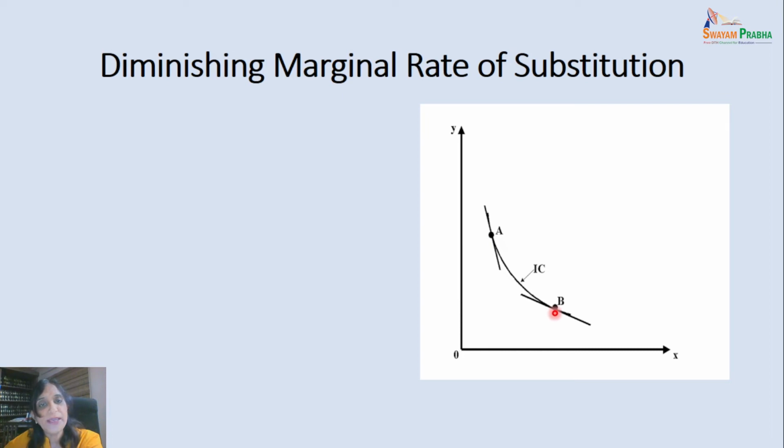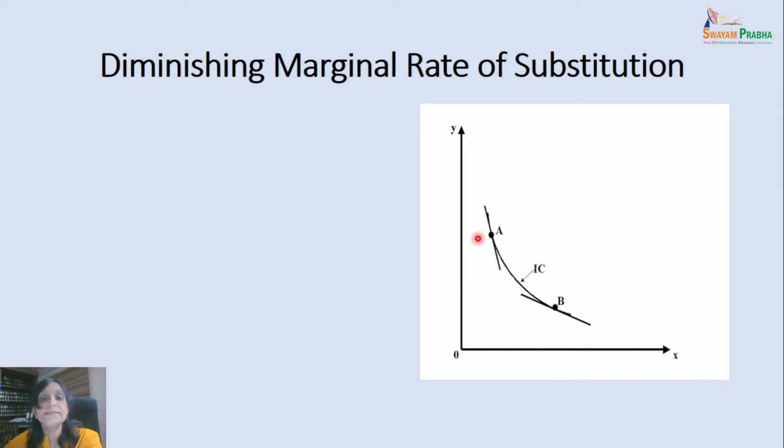The amount of X has increased, whereas at B, the amount of Y has declined. At A, you were consuming less of X and more of Y, whereas at point B, you are consuming more of X and less of Y. It means in order to take more of X, you have reduced your Y. The rate at which you have sacrificed Y for taking more of X is MRS.